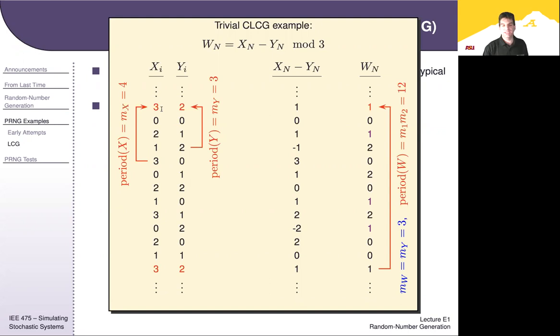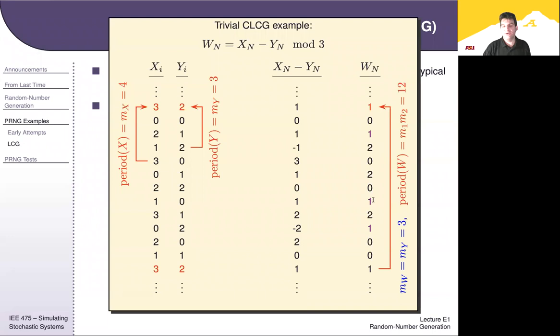But if I subtract them, then here is the subtraction: 1, 0, 1, negative 1, 3, 1, 0, 1. So you see that there's just subtraction. And if I take the modulus of that, that turns them into a positive number between 0 and this modulus of 3. And even though the modulus only goes up to 3, I still don't get a cycle until 12. And so I get a pattern, 1, 0, 1, 2, 0, 2, et cetera. So I even hit 1 again.